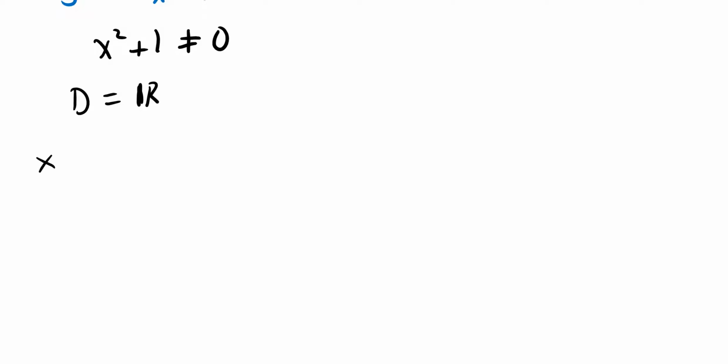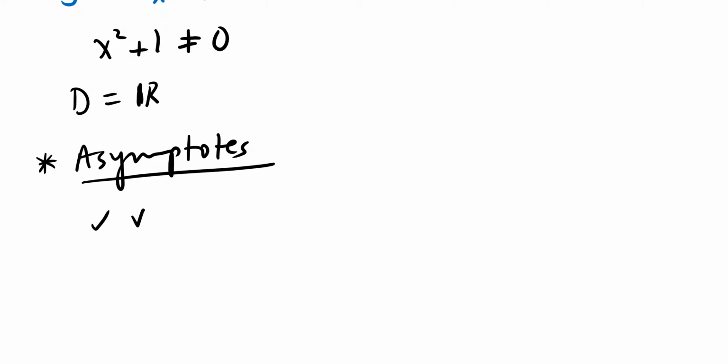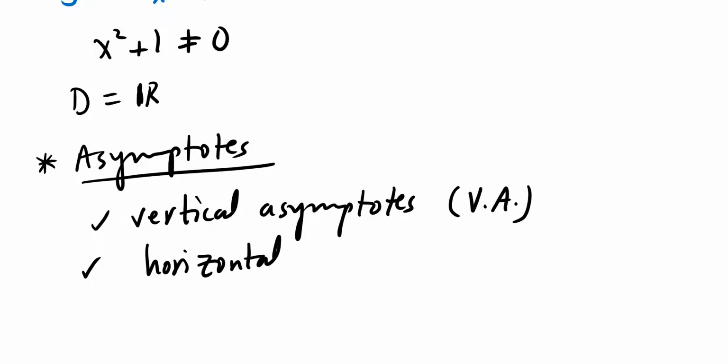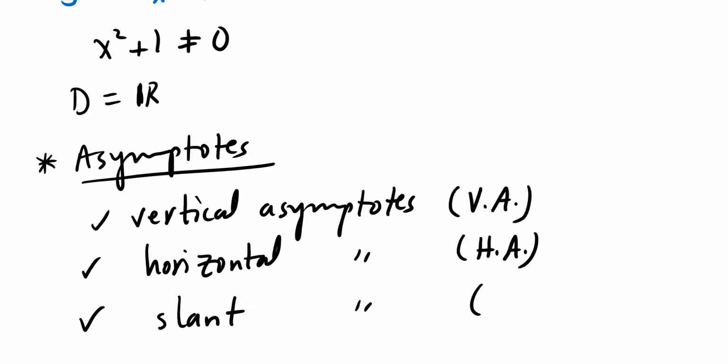That's about the domain. Now asymptotes. There are 3 kinds of asymptotes. Vertical asymptotes, we call them VAs. Horizontal asymptotes, we abbreviate as HA, and we've got the slant asymptote, SA. The question is, how do we find them?